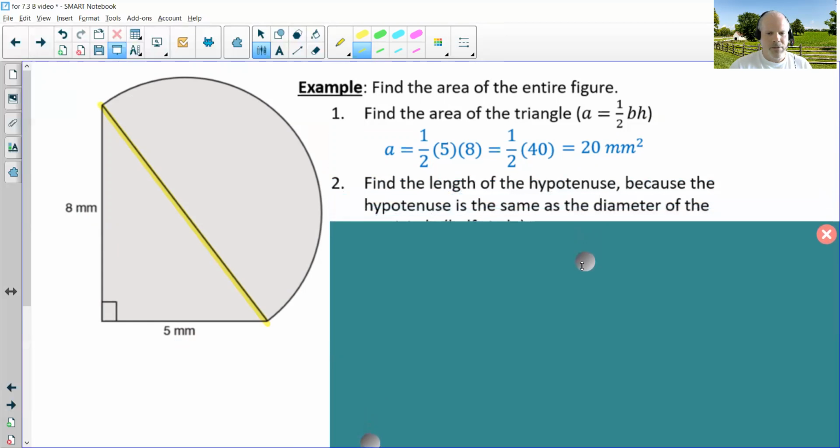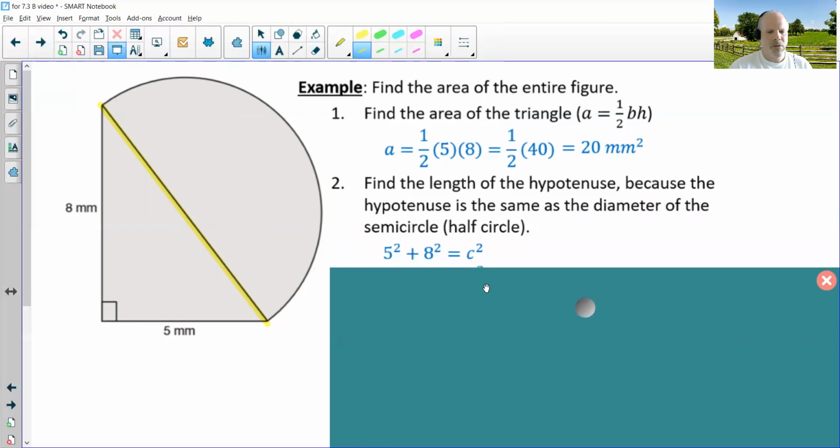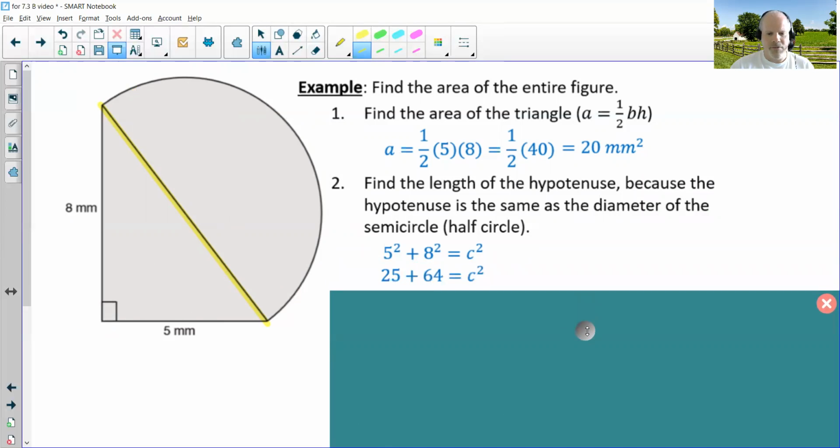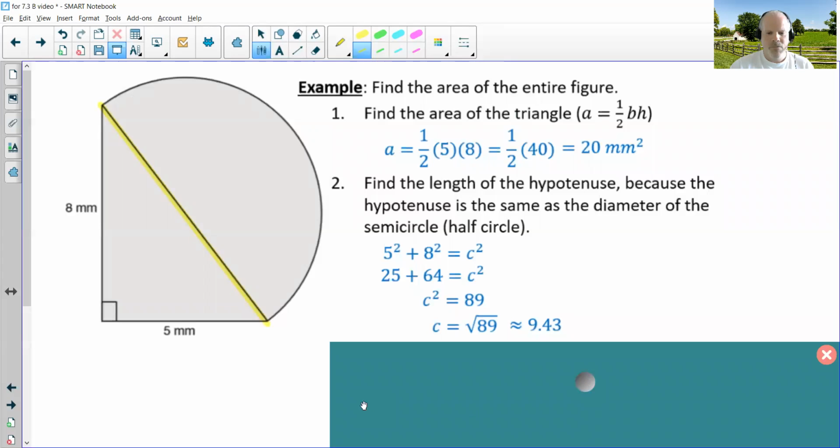Next, I'm going to find the length of the hypotenuse of the right triangle, because the hypotenuse is the diameter of the circle or the semicircle. So I will use the Pythagorean theorem to say that 5 squared plus 8 squared equals c squared. Expanding that out, 5 squared is 25, 8 squared is 64. Add those together to get 89. Take the square root of both sides of the equation, and I get c is about 9.43.